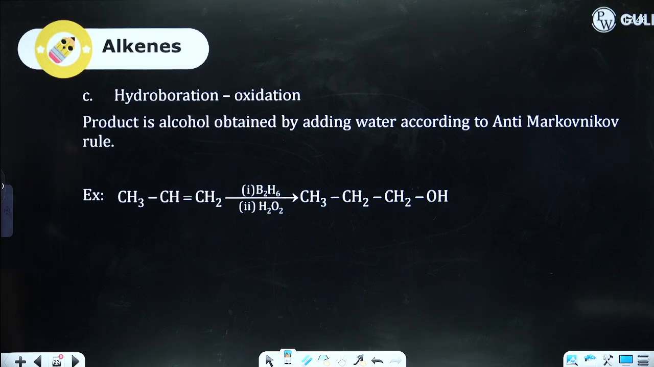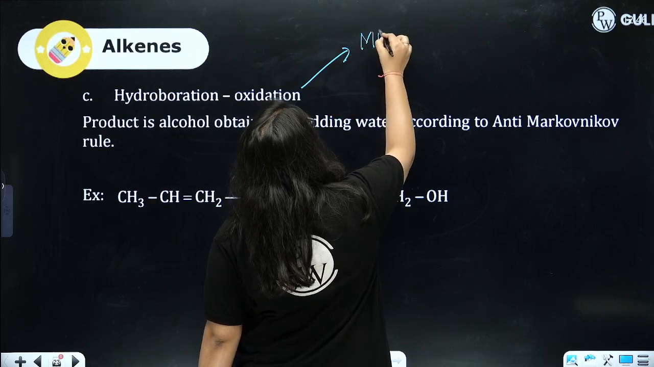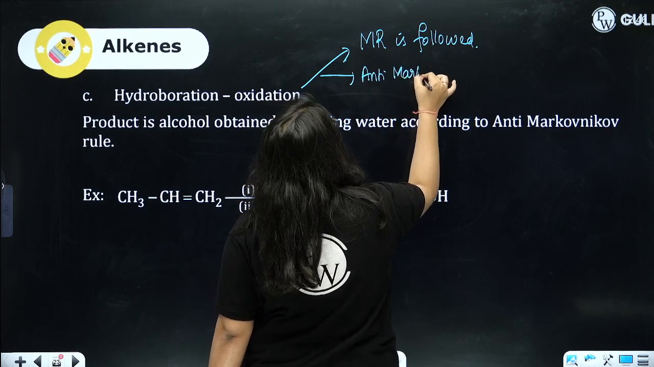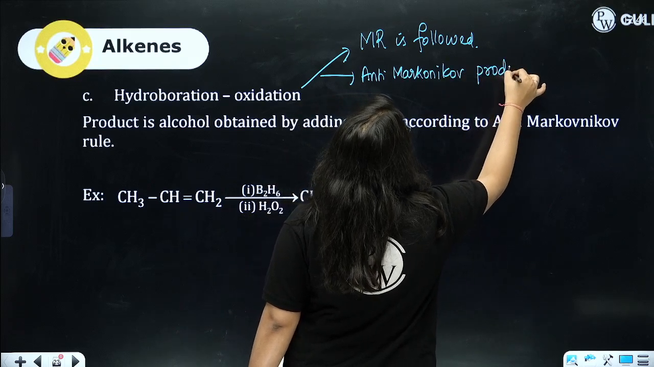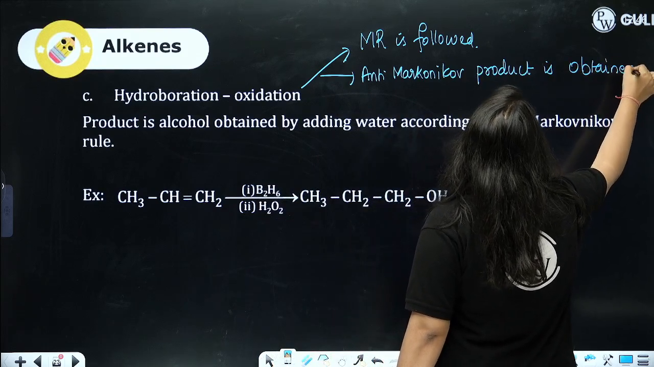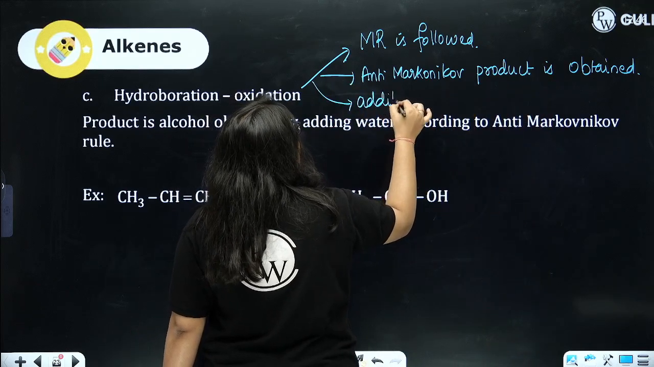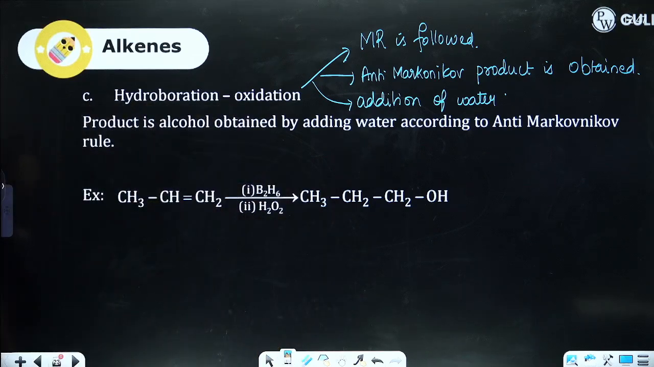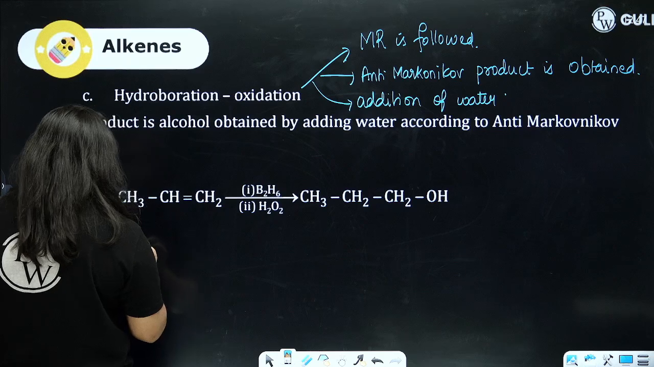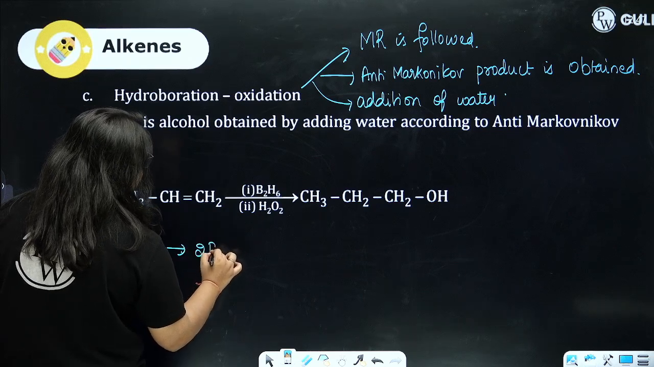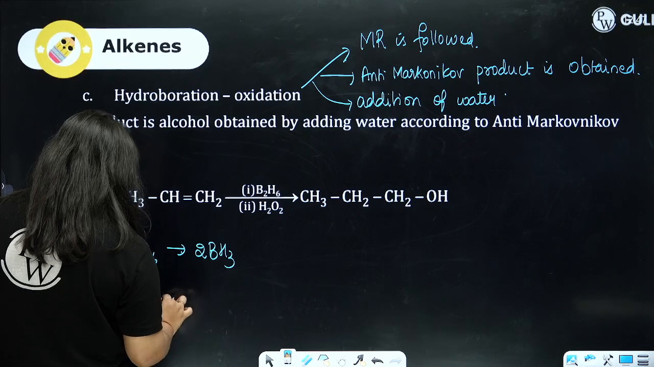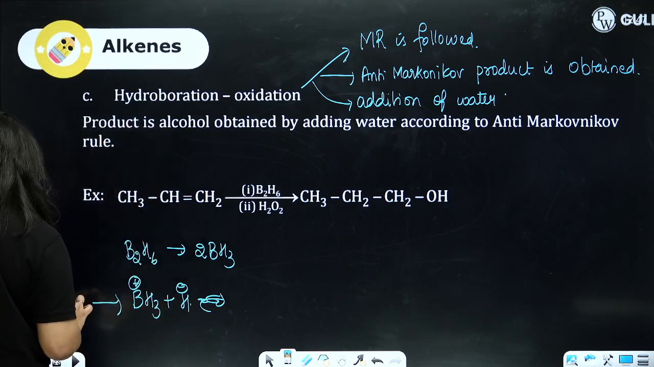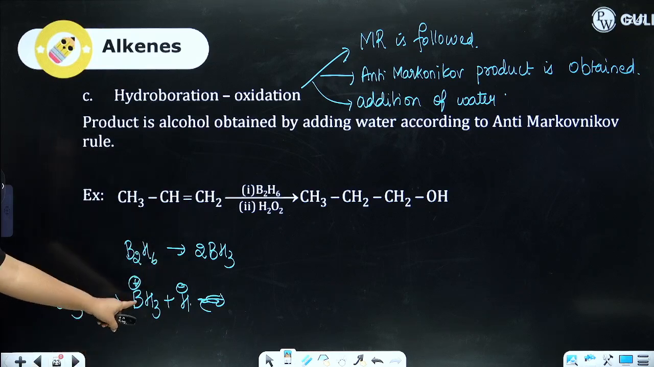Hydroboration oxidation. Now, the thing is, in hydroboration oxidation, Markovnikov's rule is not followed, but anti-Markovnikov product is obtained. And this also in simpler terms is nothing but addition of water. Basically, this B2H6, diborane, is nothing but 2BH3. Now, this BH3 acts as BH3 plus H. And then finally, OH is added by removing BH3.